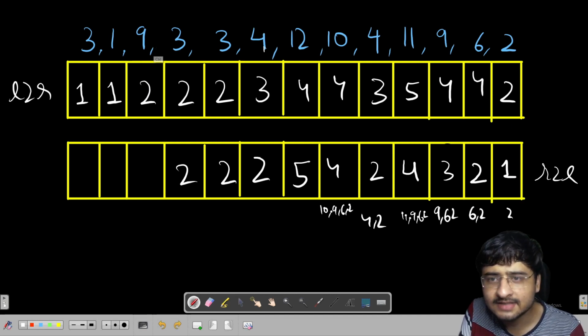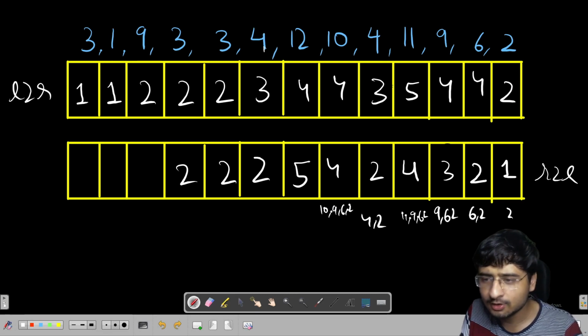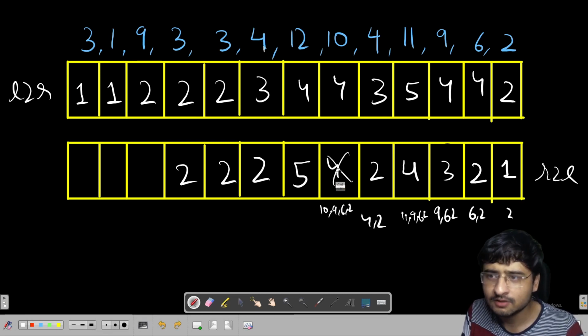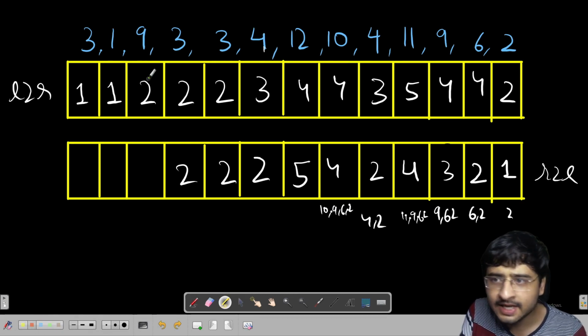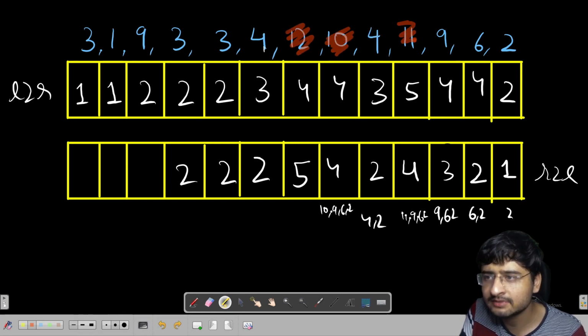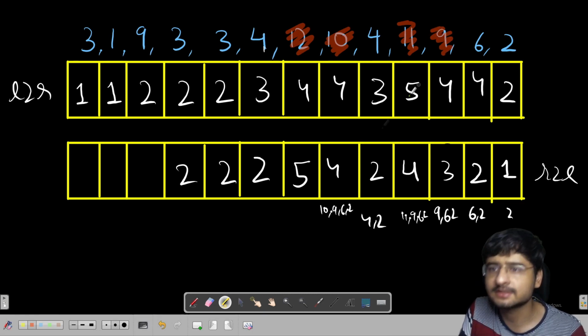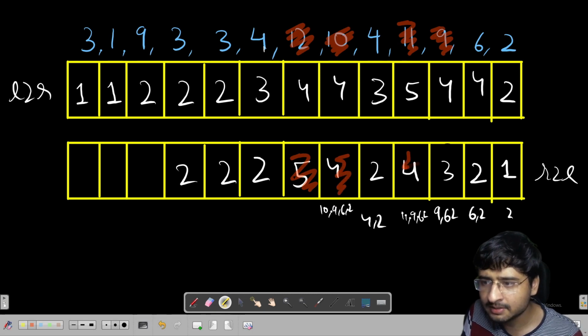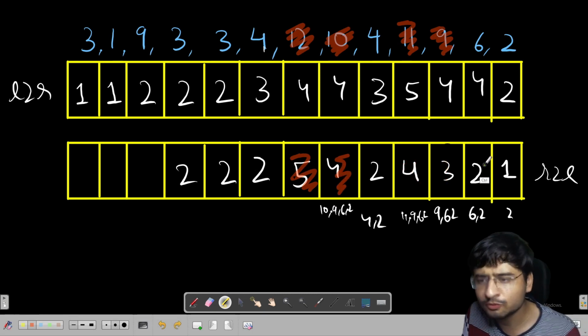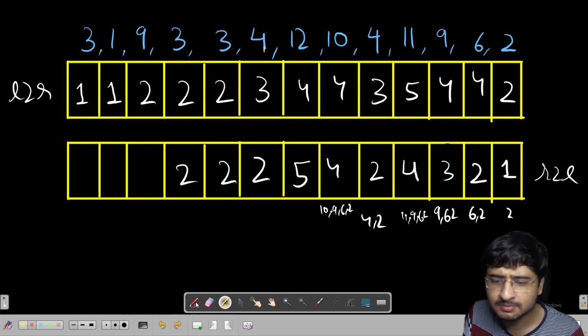9. Who can it stand behind? It cannot stand behind this 10. It cannot stand behind this 11. Of course, this 12 is also not an option. Let's slow down for a little bit. This 9 will not be able to stand behind this 12, this 10, this 11, or this 9 as well, right? So what else? What other options have a better result? We are able to make a result of 2 only. So this 9 has no option but to make do with this 2 only, making a sum of 3 for itself.